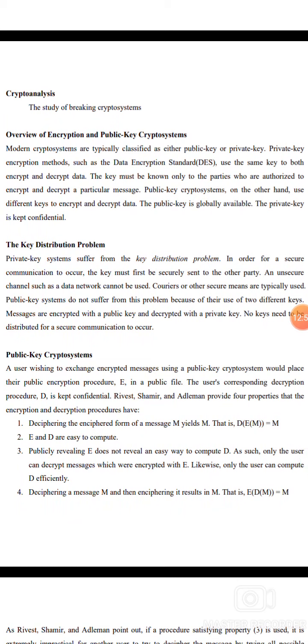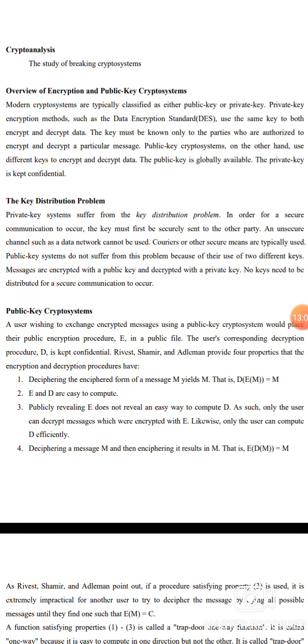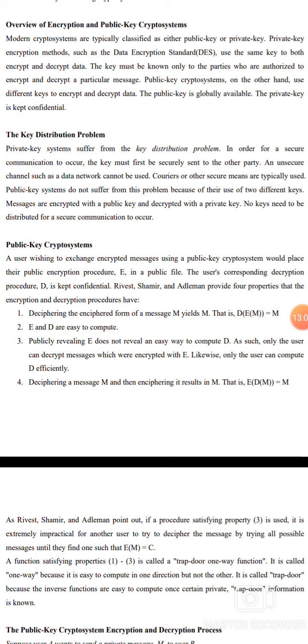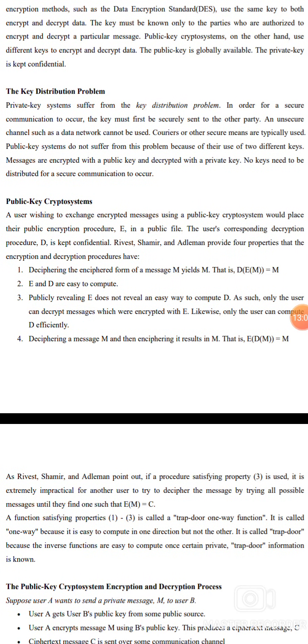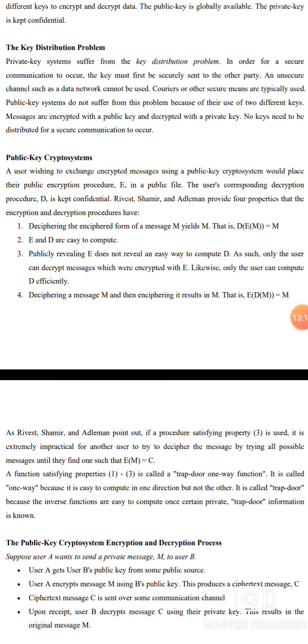The overview of encryption and the public key crypto system. DES uses a private key, which is more confidential. The key distribution problem: with private keys, in order for secure communication to occur, the key must first be securely sent to the other party. Public key systems do not suffer from this problem because they use two different keys.